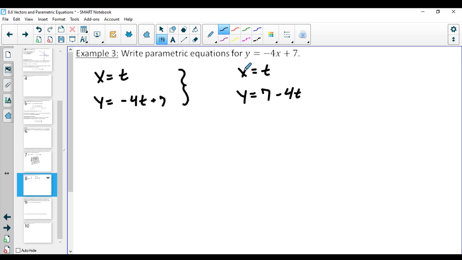And you'll notice, I'm not going to do it, but if we made a table of values like we did in number 2 yesterday, that table of values would also come out to be the same line as y equals negative 4x plus 7, which is the whole point.